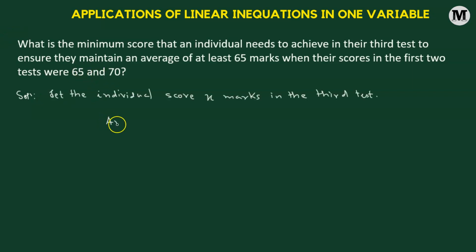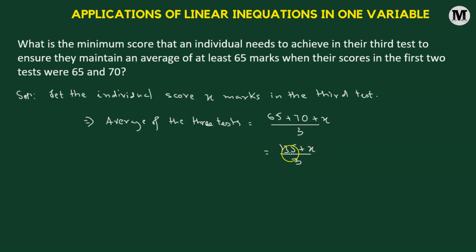So that implies that the average of the three tests is going to be equal to the sum of the first, second and third test divided by 3, which is going to be equal to (135 + X) / 3. That's the average of the three tests.